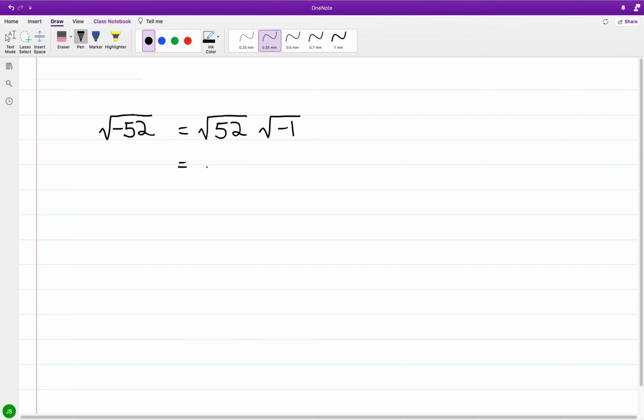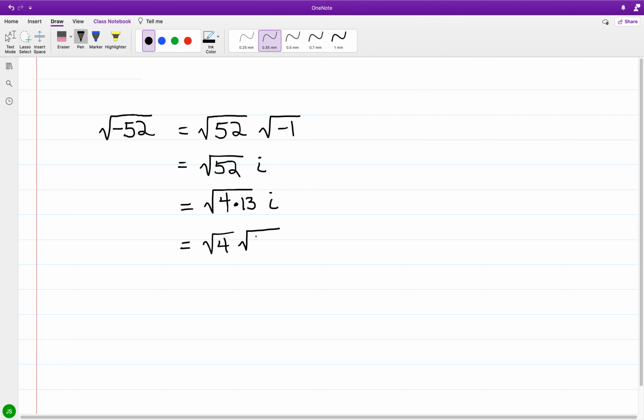And the square root of negative 1 becomes i. So far we have the square root of 52 times i. Now, 52 is not a perfect square number. However, 52 is a multiple of a perfect square that is greater than 1. And the highest perfect square that is divisible into 52 is going to be 4. And so 4 will go into 52 13 times.